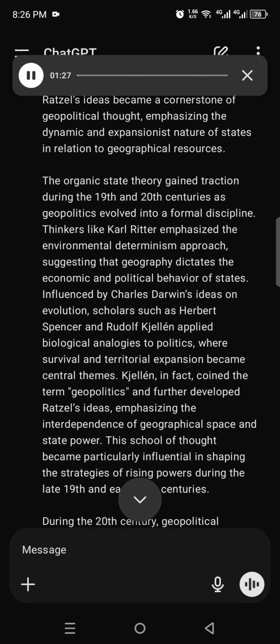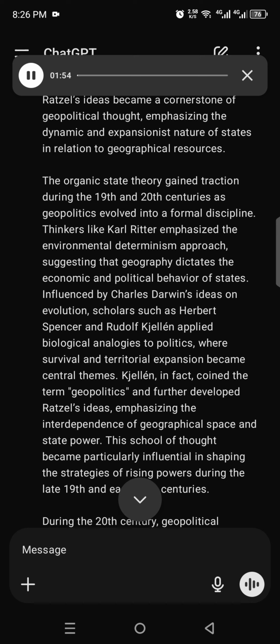Kjellén, in fact, coined the term geopolitics and further developed Ratzel's ideas, emphasizing the interdependence of geographical space and state power. This school of thought became particularly influential in shaping the strategies of rising powers during the late 19th and early 20th centuries. During the 20th century, geopolitical theories evolved further with contributions from various scholars.